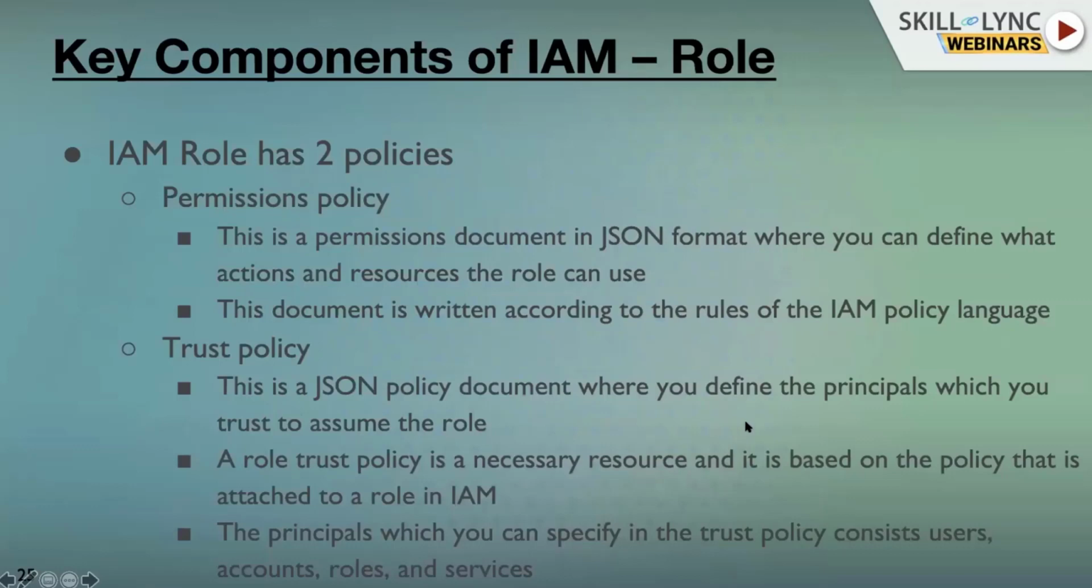It's a JSON policy where we define something known as a principal. A principal is nothing but who can access. So far in the policies, what we have seen is what can be accessed and what actions can be done. Now within the trust policy comes who can access. Who can access are the principals, who I can trust. That is the reason this policy is termed a trust policy. A trust policy is a necessary resource that has to be in the role for it to work.